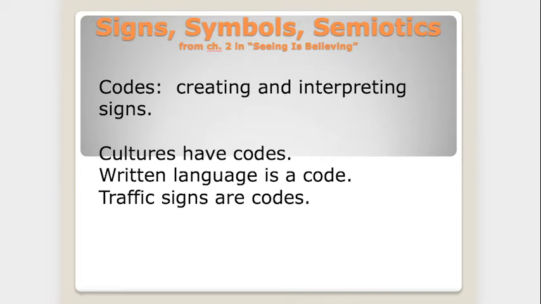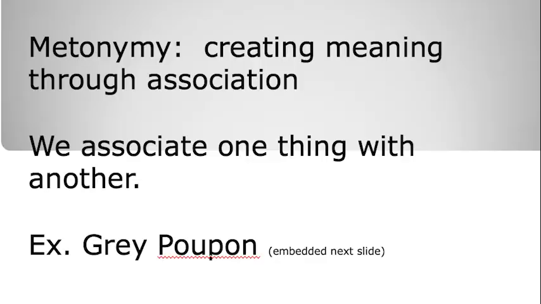Codes are how we create and interpret signs. Cultures have codes. Written language is a code. Traffic signs are codes. Fraternities and sororities have their own codes. Different groups have different norms of behaviors and customs. Those are also codes. So humans communicate through codes.